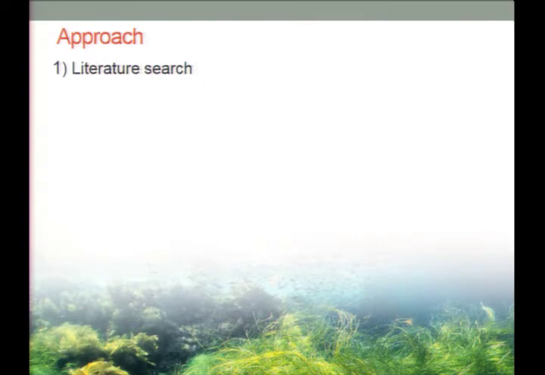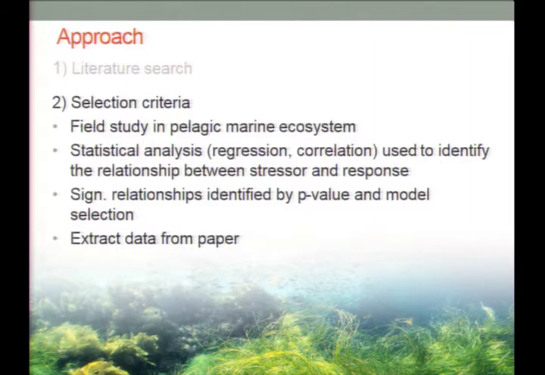So our approach for accomplishing some of these objectives was a meta-analysis type of approach where we conducted a wide literature search to collect papers in which the authors looked at both linear and nonlinear relationships. And once we had a large pool of relevant papers, we then narrowed down the pool based on a few selection criteria. For example, they had to be a field study in a pelagic marine ecosystem.